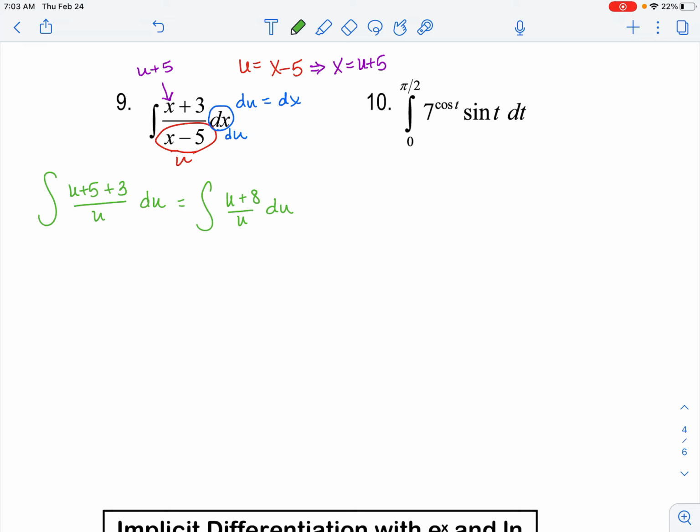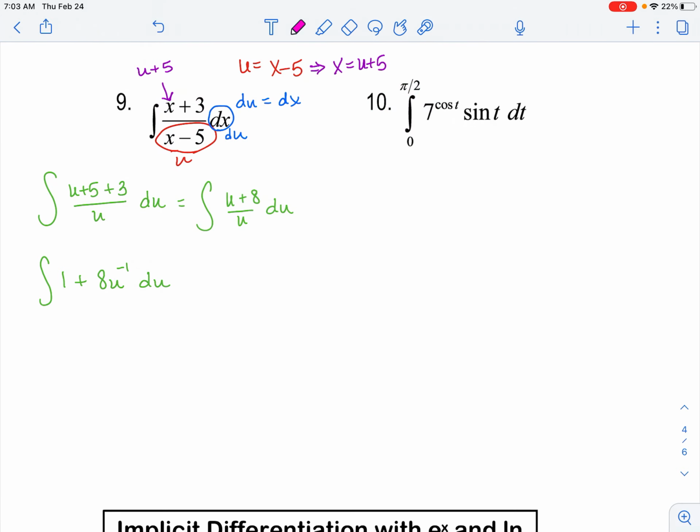And when you're dividing by a single term, a monomial, you can break it apart. So we're going to rewrite this. We're going to divide each term on the top by u. So u over u is 1, plus 8 over u, which we could write as 8u to the negative 1, du. And then we're going to integrate that.